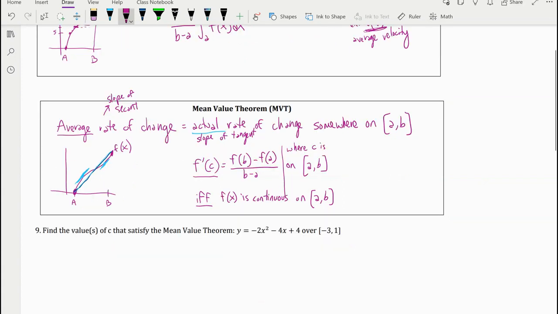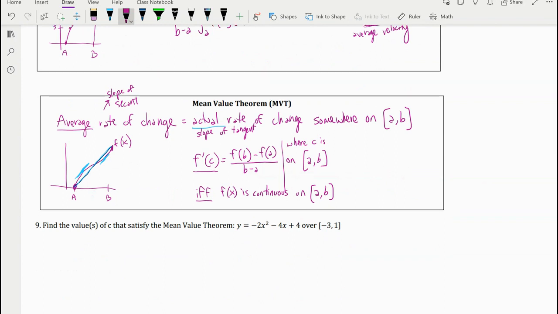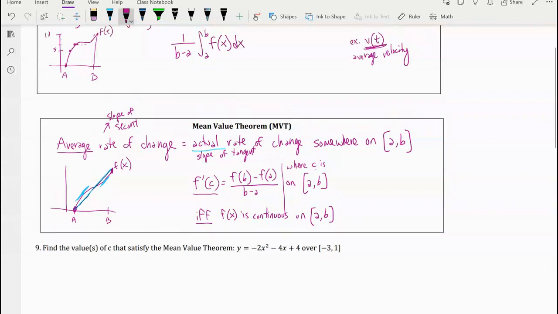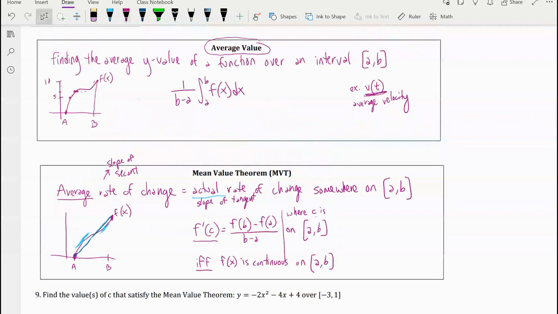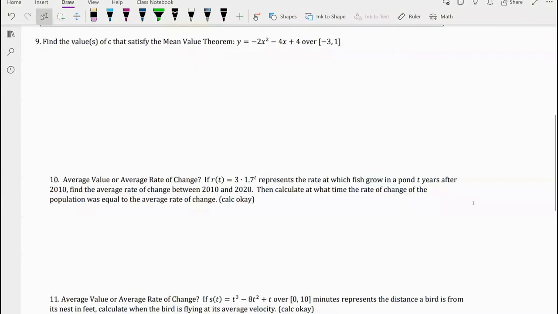And the mean value theorem isn't just a formula like average value is. Mean value theorem is a theorem. It says if a function is continuous, then the average slope equals the actual slope somewhere. So two different big ideas here. And then we're going to go through three examples.